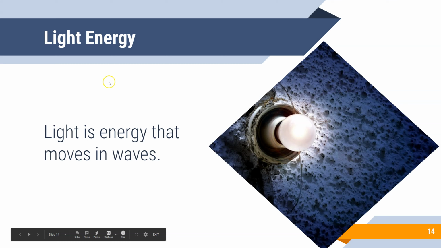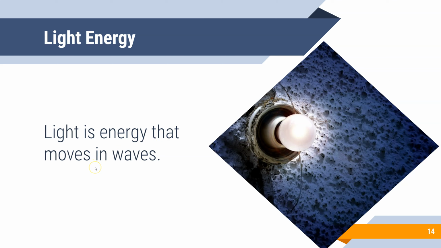Then we have what's called light energy. Light is energy that moves in waves. If we were to look at the atomic level, or underneath a microscope, at what light actually looks like, it's a bunch of waves that are going across your eyes, and the light energy can be absorbed, it can be reflected. I'll talk more about that later today.